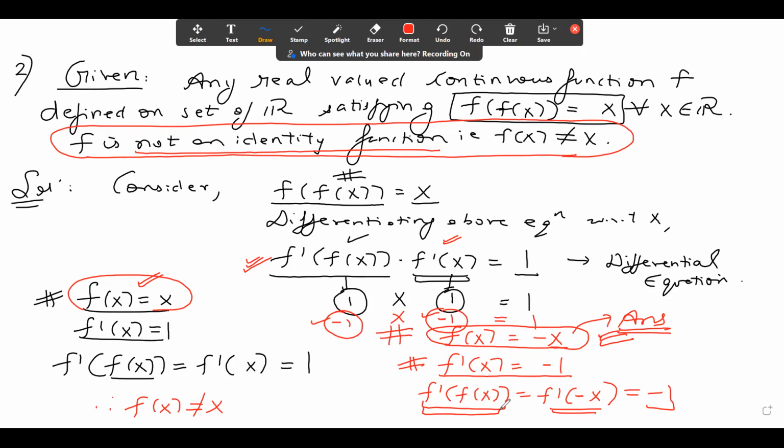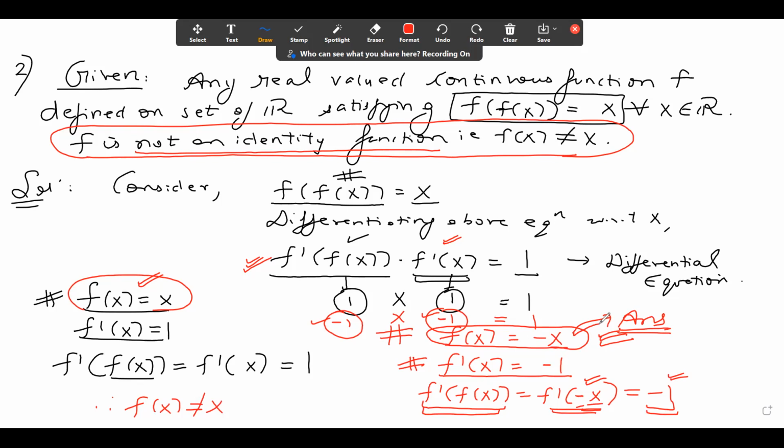And if you differentiate minus x, what do you get? You get minus 1 only. What is the derivative of minus x? The derivative of minus x is minus 1, right? So hoping all students have understood this, that my answer is f of x equal to minus x.